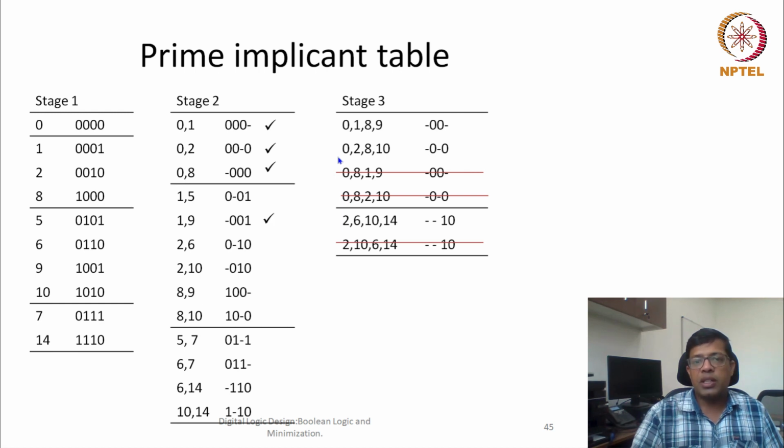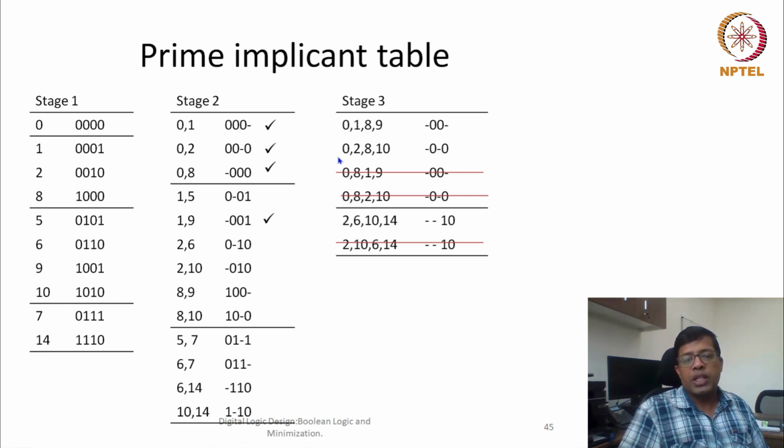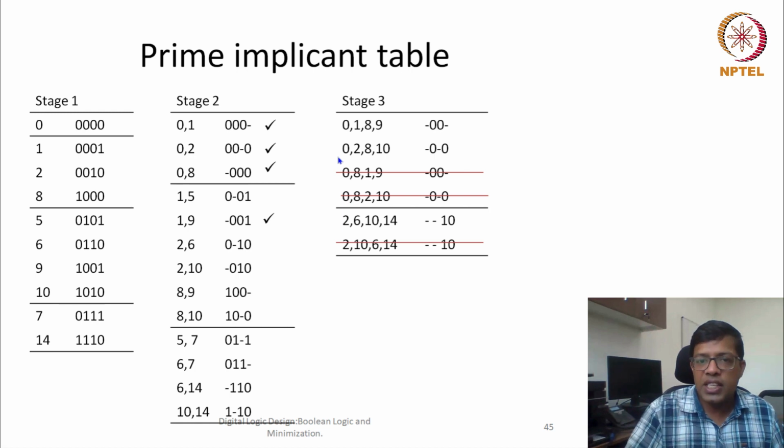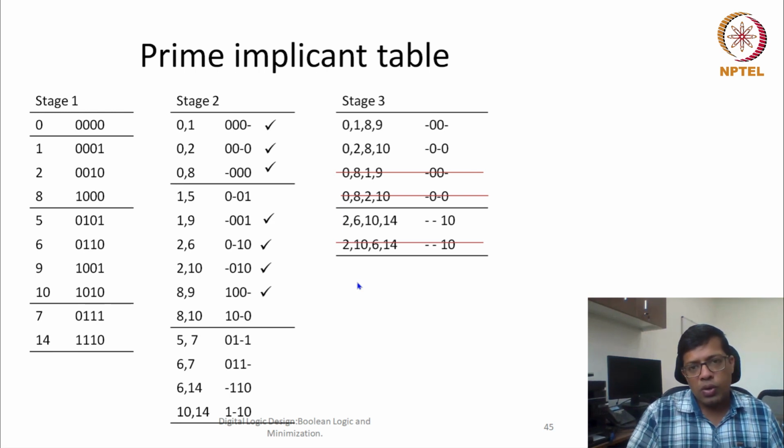1 5 has not been covered, so 1 5 will not be ticked. Then we'll see for 1 9. 1 9 is covered by the first implicant of stage 3. 2 6 is covered by the first implicant of group 1 of stage 3. Similarly, now we can see 2 and 10 has also been covered. It has been covered here, as well as here. 8 and 9 is also covered by the first implicant. 8 and 10 is covered by this implicant.